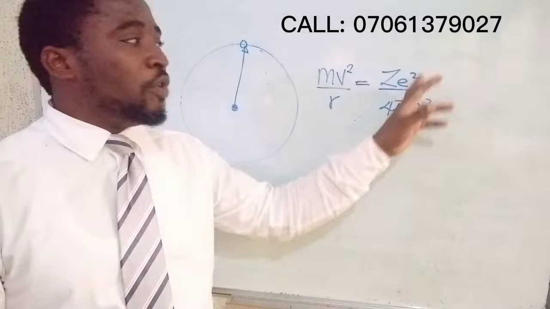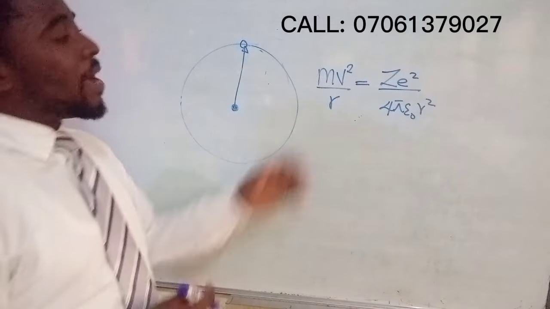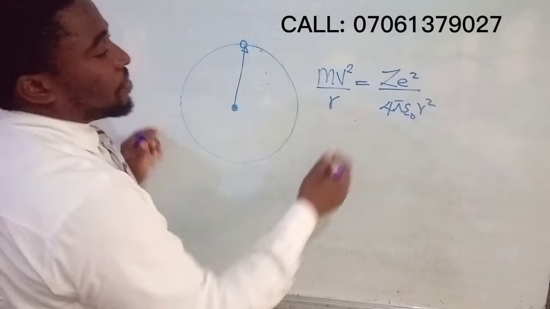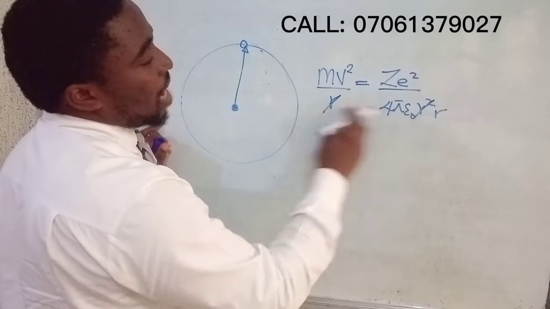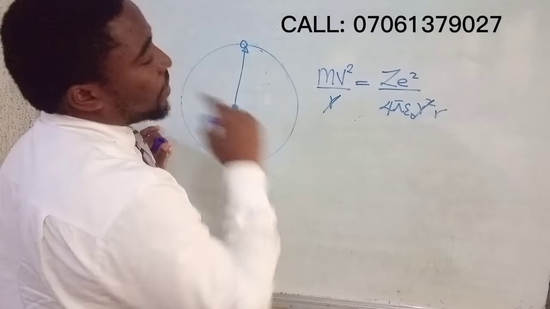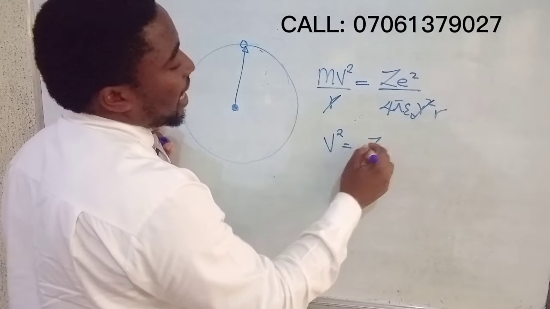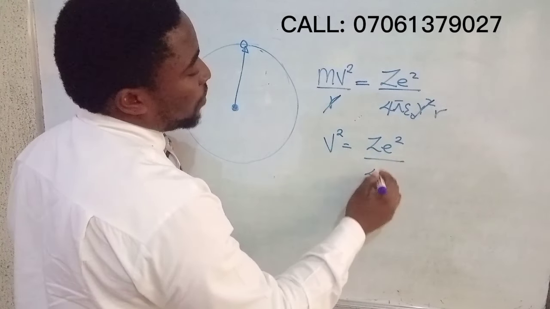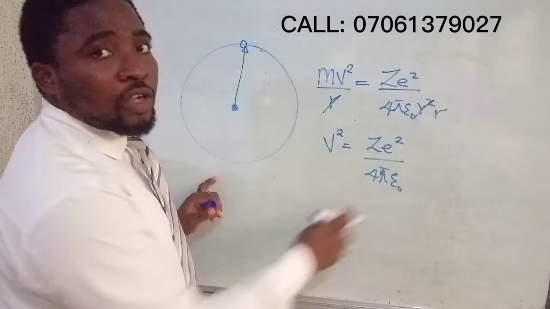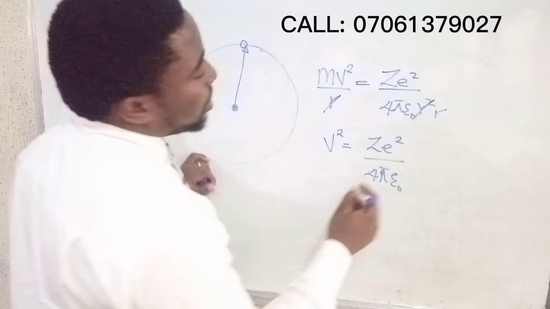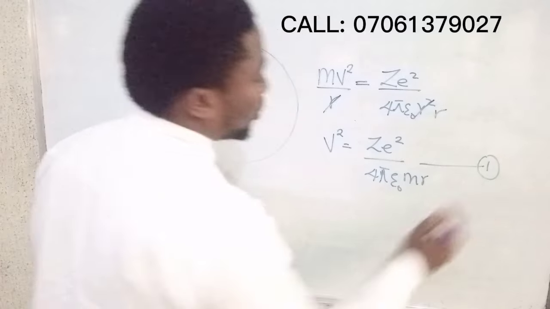So e times e will give you e squared, then divided by 4 pi epsilon naught r squared. So at this point, I can cancel out my r. So when I cancel out the r with the r squared, I have 1 r left. Okay? So making v squared the subject of the formula, we now have v squared equals Ze squared over 4 pi epsilon naught, which is this epsilon called permittivity of free space, epsilon naught, then m r. So let me leave this as equation 1.